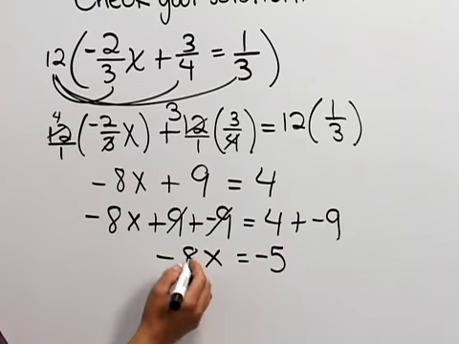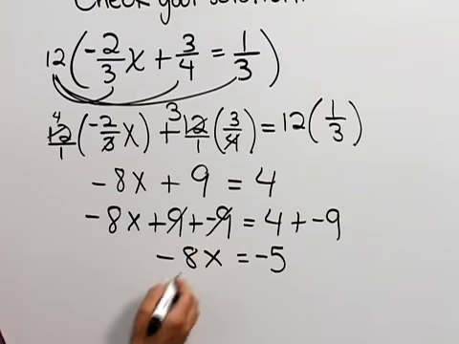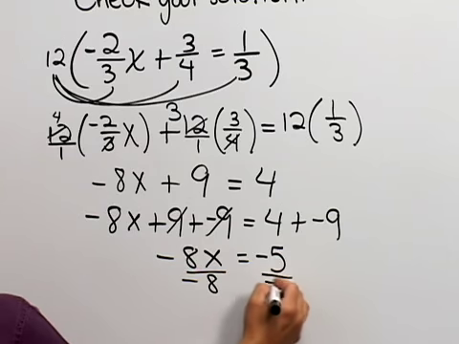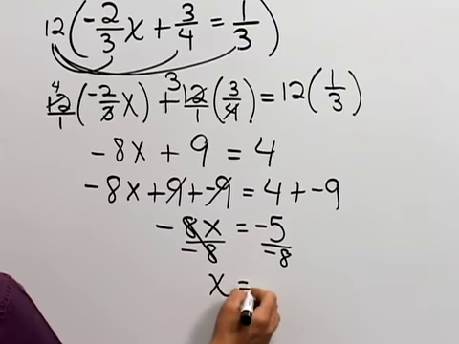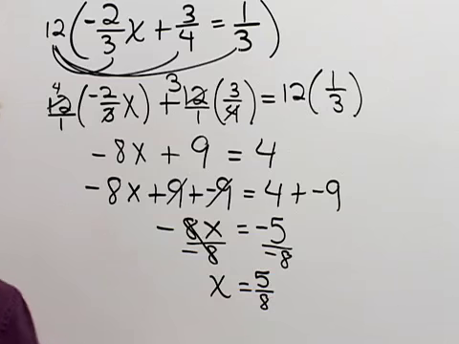Now you can divide negative 8 times x. The opposite of multiplying is the dividing by negative 8. And these will cancel to make a positive 1x. And the double negative over here makes a positive 5/8.